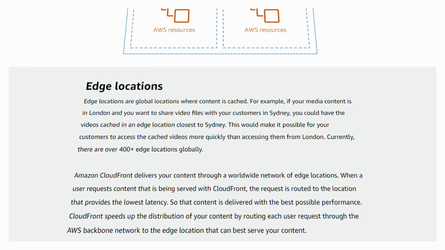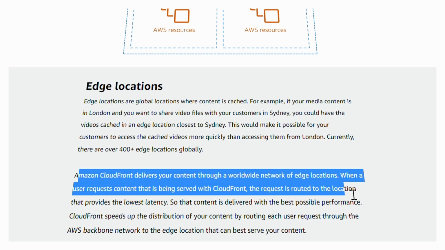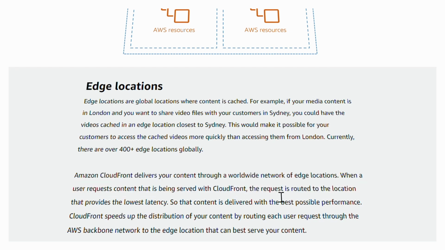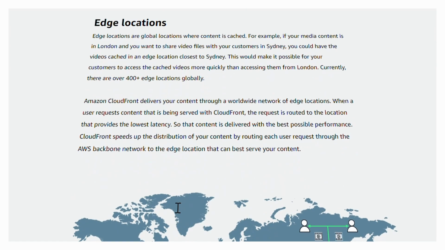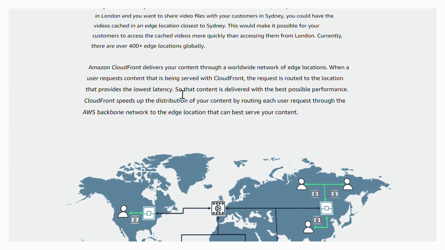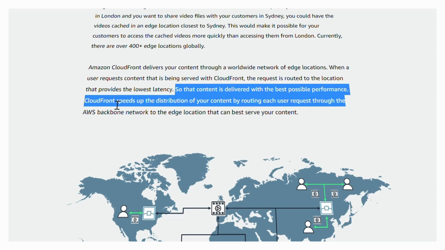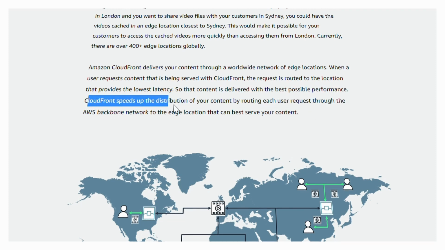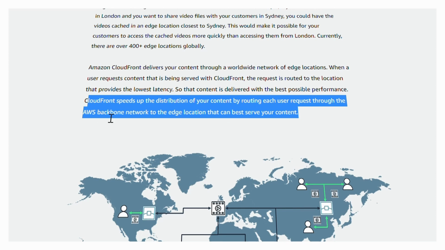One of the services mentioned on this screen is Amazon CloudFront, which delivers your content through a worldwide network of edge locations. When a user requests content that is being served with CloudFront, the request is routed to the location that provides the lowest latency. That is, if a customer is accessing the content from Australia, then that content travels from Australia to Australia to deliver the best possible performance. It says CloudFront speeds up the distribution of your content by routing each user request through the AWS backbone network to the edge location that can best serve your content.